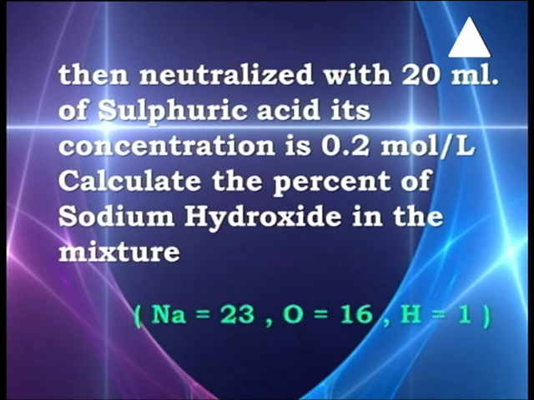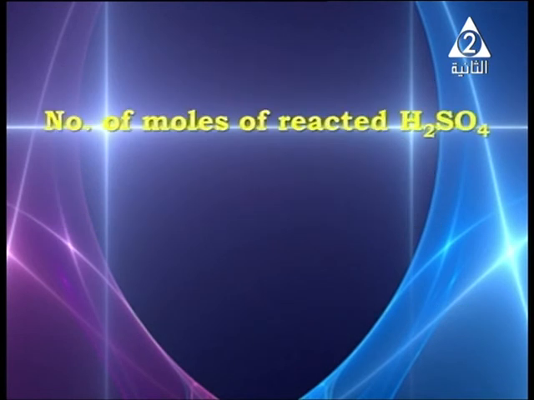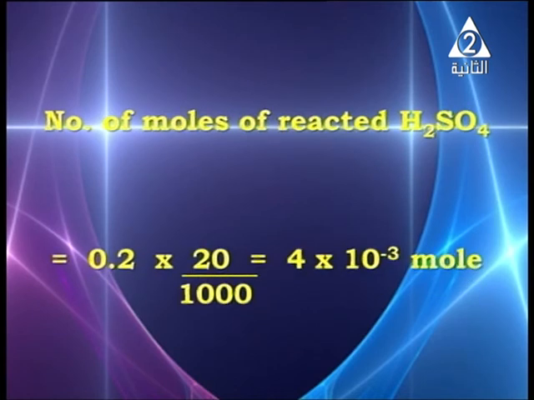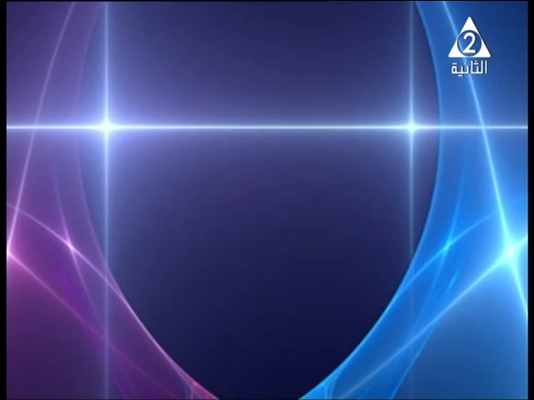From the volume and the concentration of sulfuric acid reacted, we can calculate the number of moles of reacted sulfuric acid. 0.2 molar solution times 20 milliliter, which is the volume, divided by 1000 to convert it into liter, gives 4 times 10 to the power of negative 3 moles. This is the moles of sulfuric acid reacted.